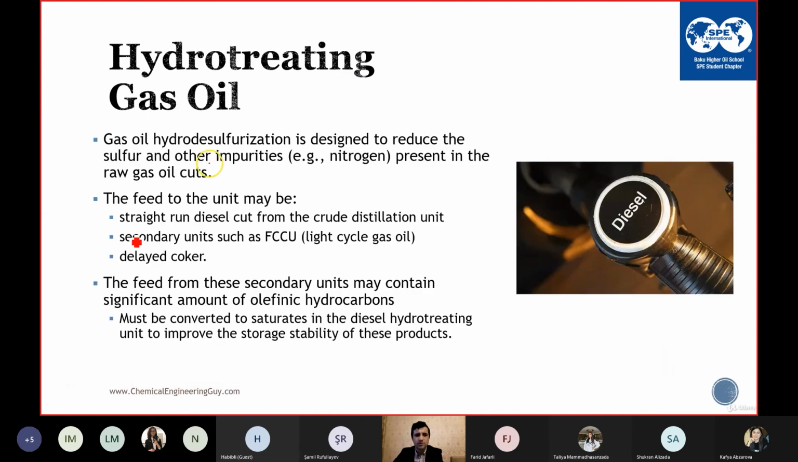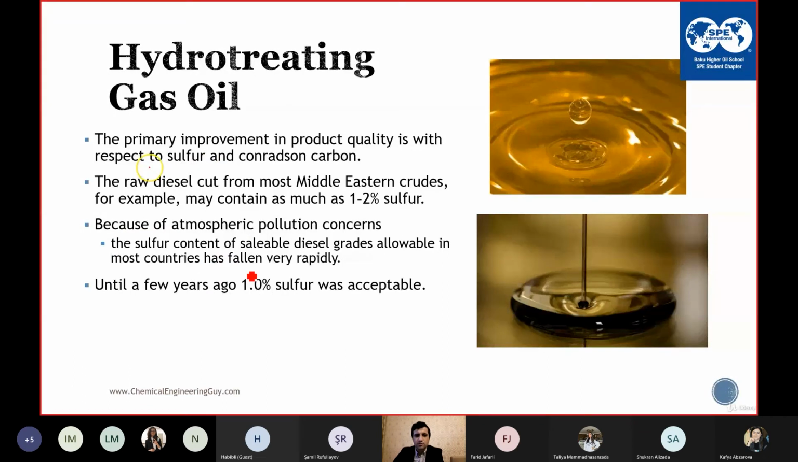First, let's see what our feed is. Straight run diesel. What is straight run? SR means diesel from the CDU. Then the secondary units: diesel from the FCC and diesel from the DCU, the delayed coker. So we mostly improve the product quality with respect to sulfur and condensed carbon. Condensed carbon is a kind of residue in the products.